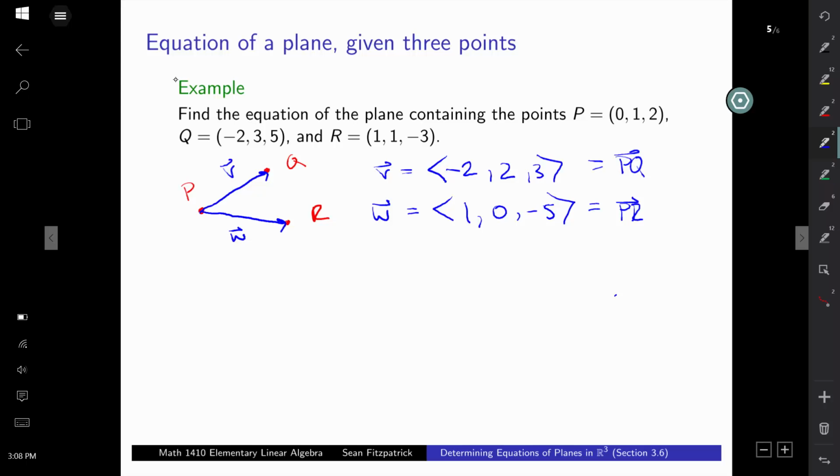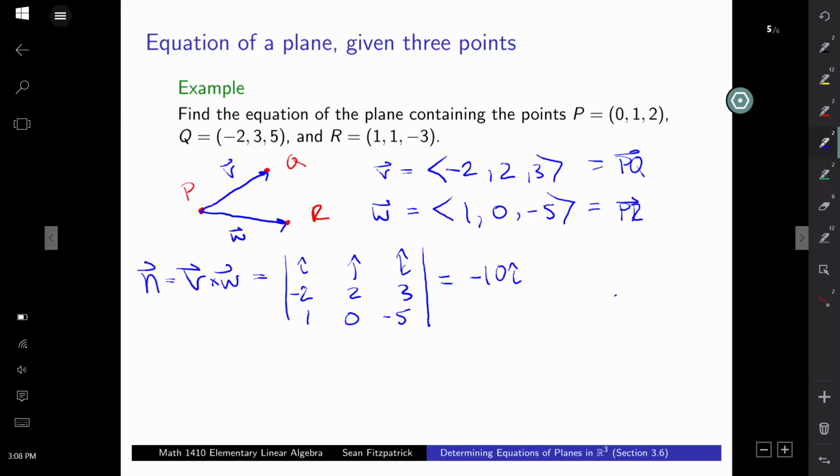And speaking of the cross product, that's what we need to find next, right? Because we know that the normal vector is going to be the cross product v cross w. So i, j, k, minus 2, 2, 3, 1, 0, minus 5. For the i component, we just have 2 times minus 5, and then 3 times 0. So that's minus 10 subtract 0, minus 10i.